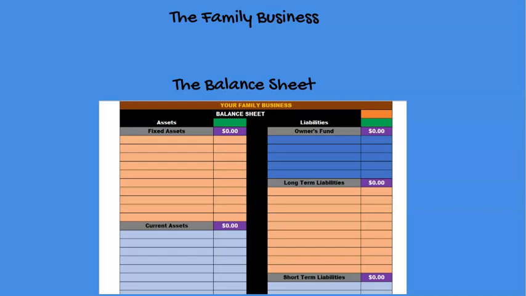And current assets is basically quick cash, like cash on hand or cash in your bank account. Anything that's pretty quick and easy to convert into cash would be considered a current asset. The liabilities are broken up into three sections: owner's fund, long-term liability, and short-term liability. And owner's fund in a business is basically the reserves, owner's equity, things of that nature.